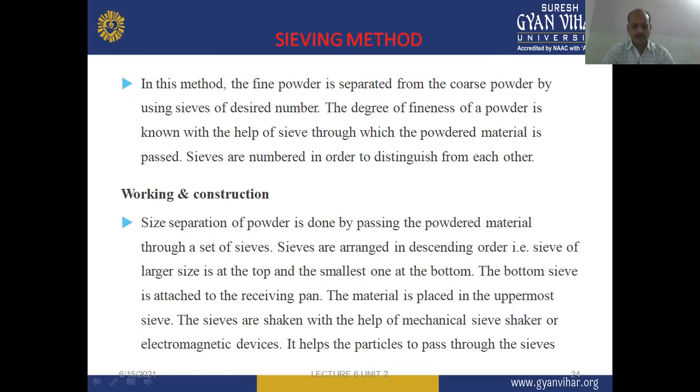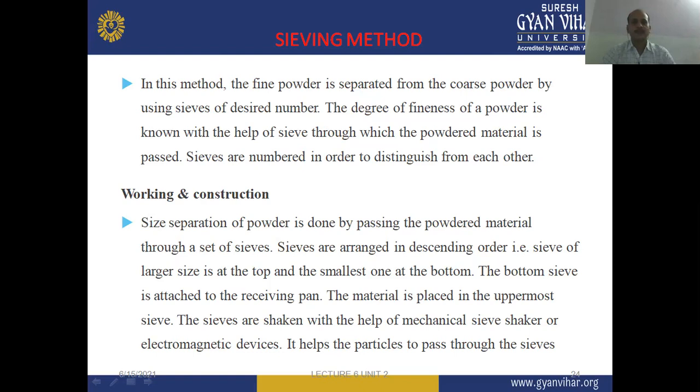Now, after the discussion of standard parameters related to the sieving method, let us proceed to the sieving method. This is the second type of determination method for particle size distribution of powder. It is applicable only for solid powders. In this method, the fine powder is separated from the coarse powder by using sieves of desired number. This is also known as the separation method for different particle sizes.